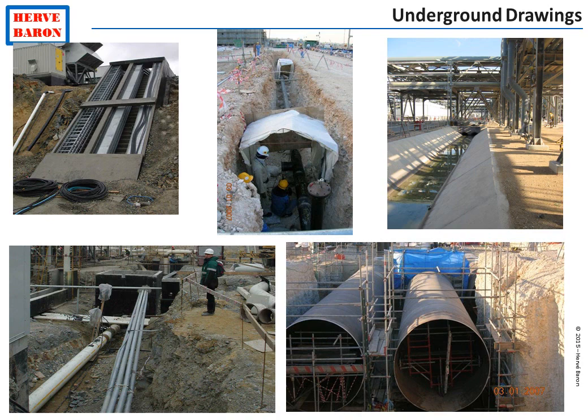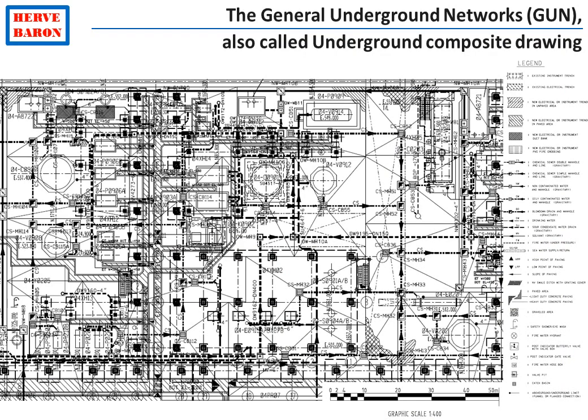The civil engineer has to coordinate the design of the networks of these various disciplines in order that underground networks do not interfere and that there is enough spacing between these networks. The spacing is required to allow repair of one network without disturbing the others. Such coordination is done by civil by preparing the General Underground Networks drawing, also called the Underground Composite drawing. It shows all underground constructions and networks.